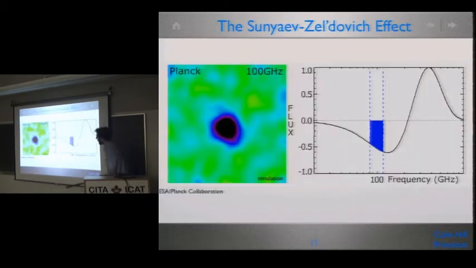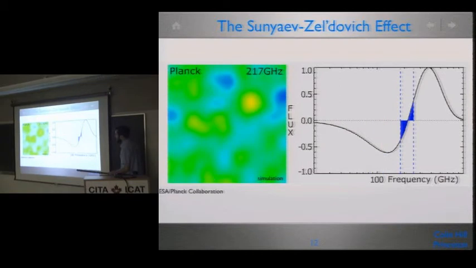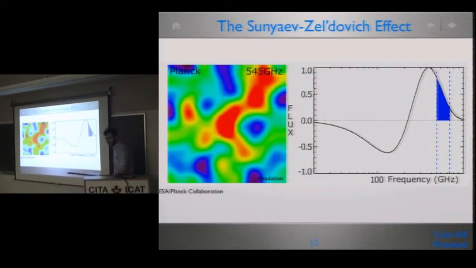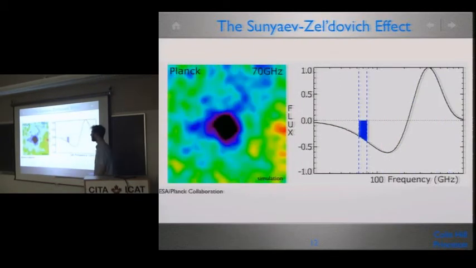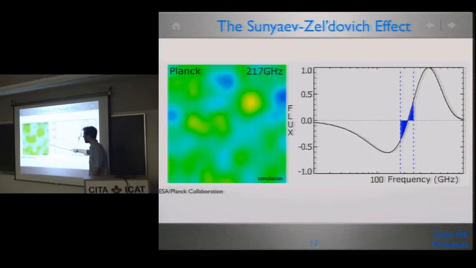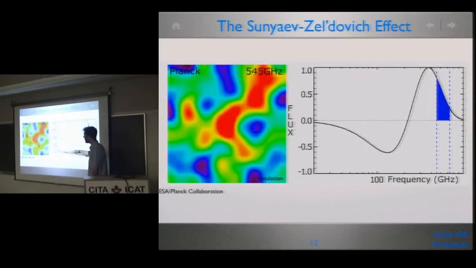This is just a nice picture of some simulated Planck data, which shows what a cluster looks like in the Planck bands. So you can see there's a decrement at these lower frequencies, the null at 217, and then an increment at the higher frequencies. And later in the talk, I'll show what a real cluster looks like in the Planck data, which looks about the same.